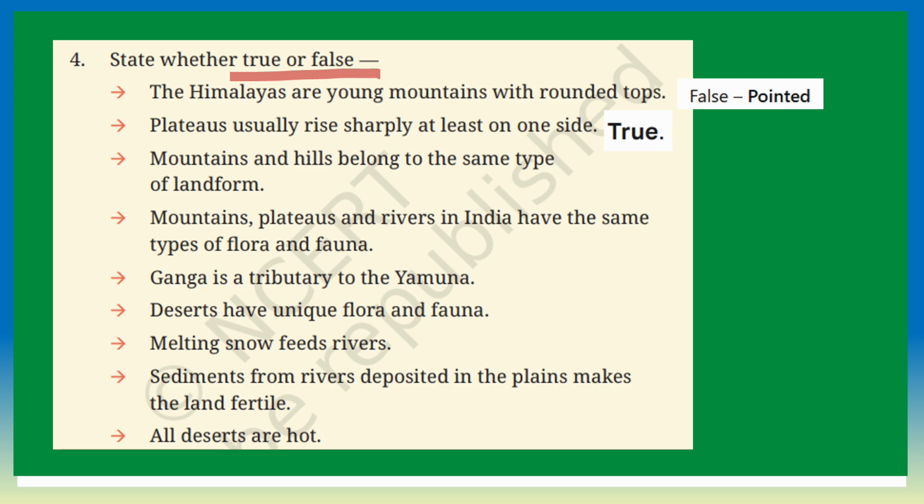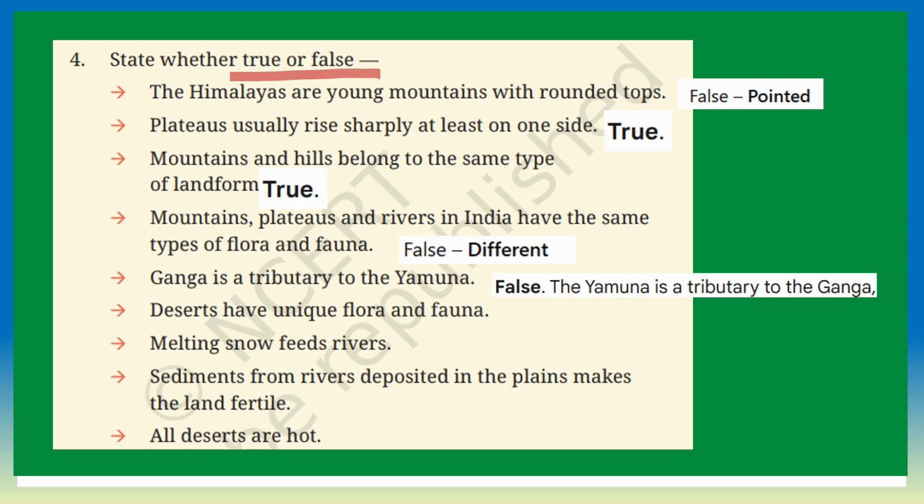The next one, mountains and hills belong to the same type of landform. This is also true. Both are elevated landforms. Hills are just smaller. Then mountains, plateaus and rivers in India have the same type of flora and fauna. Is it correct? No, this is a false statement. Plants and animals vary depending on climate and landform. Then Ganga is a tributary to the Yamuna. Is it true? False. The Yamuna is a tributary to the Ganga.